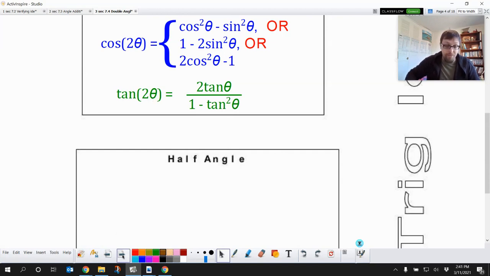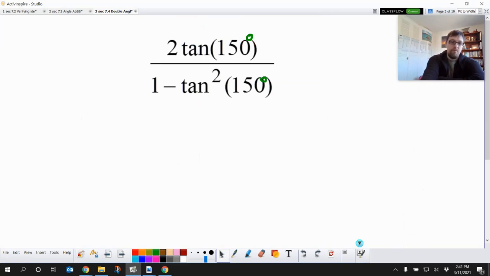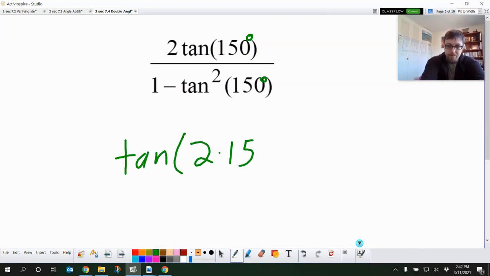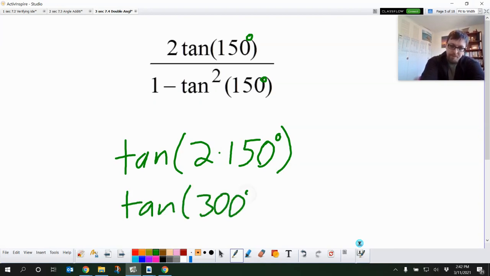All right, sounds cool. So all that, we get the tangent of 2 times 150 degrees. Ooh, that's much neater to deal with. Well, that's the tangent of 300 degrees.